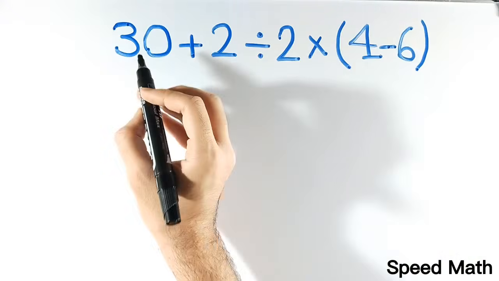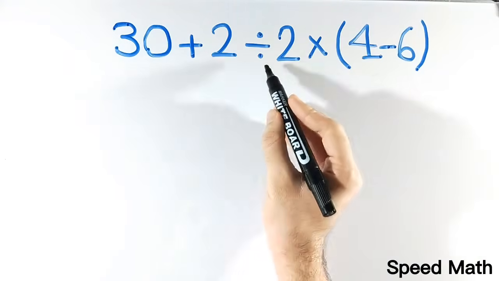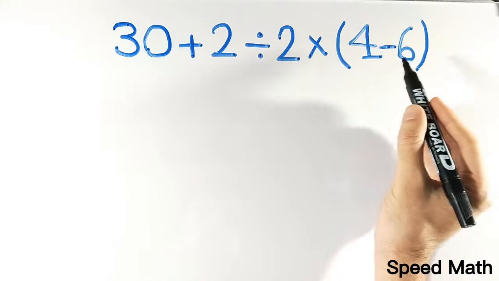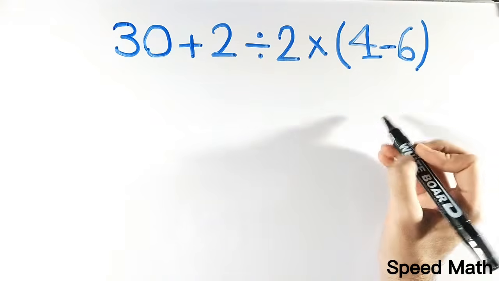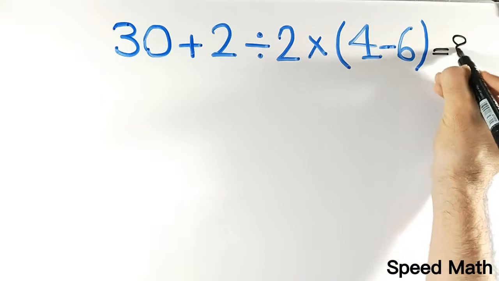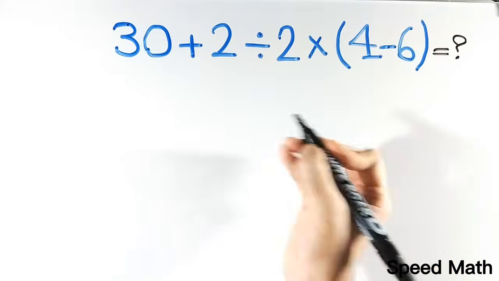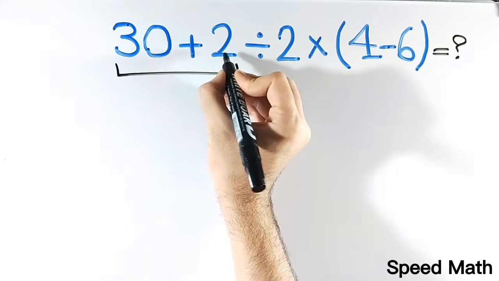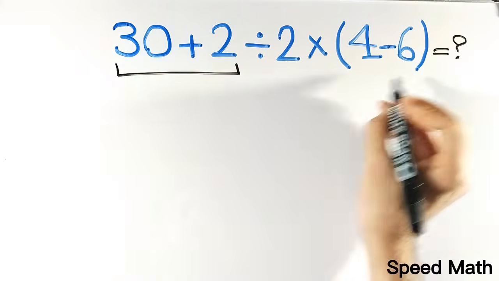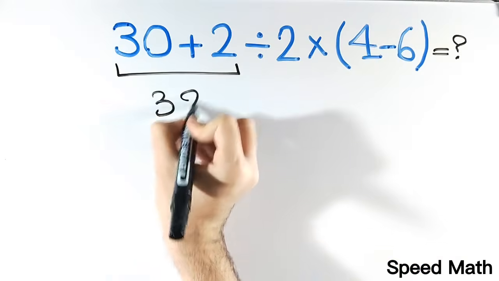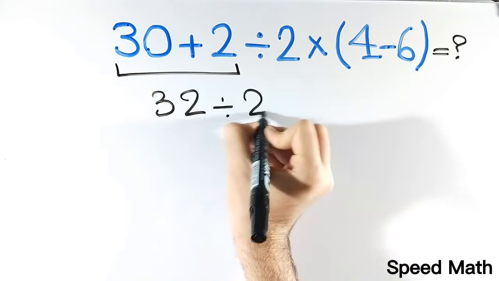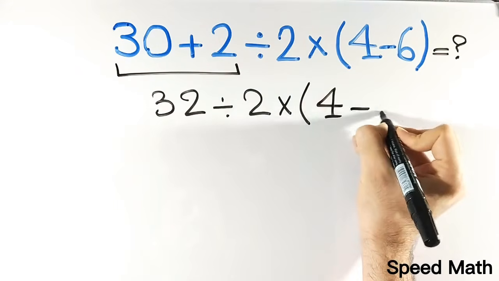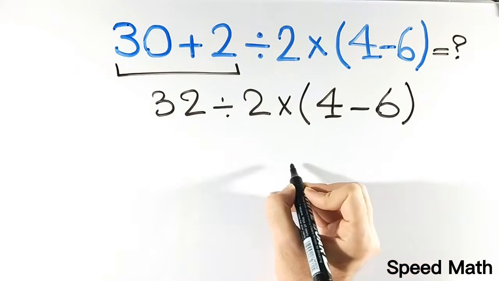If we have the expression 30 plus 2 divided by 2 multiplied by (4 minus 6), then what is the correct answer of this question? Many people when solving this question first go for the addition between 30 and 2, and instead of this expression they write 32 divided by 2 multiplied by (4 minus 6).